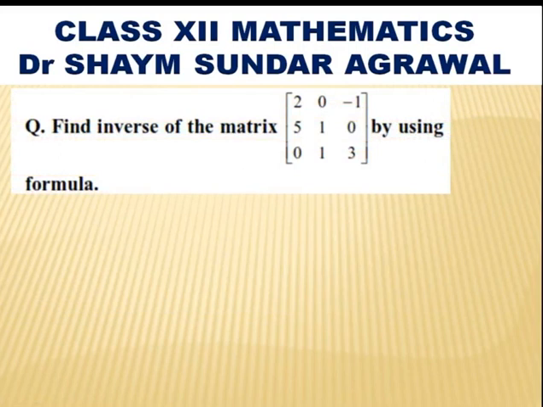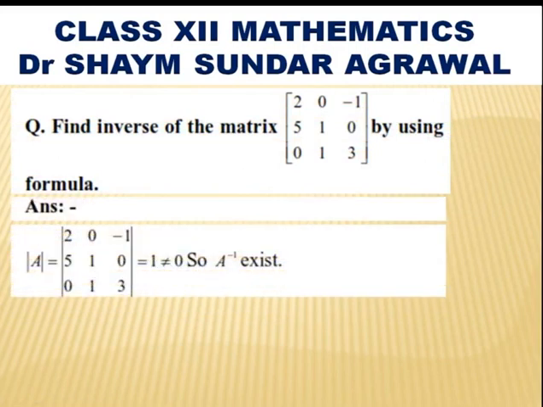Find the inverse of the matrix 2 0 minus 1, 5 1 0, 0 1 3 by using the formula. First let us find its determinant, whether it is a singular matrix or not. Its determinant is equal to 1. You know how to find the determinant of this 3 cross 3. So 2 into 3 minus 0 is 6, minus 0, minus 1 into 5 minus 1 is minus 5. So 6 minus 5 is 1, which is not equal to 0. So it is a non-singular matrix, hence A inverse exists.